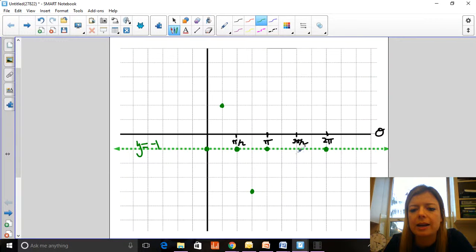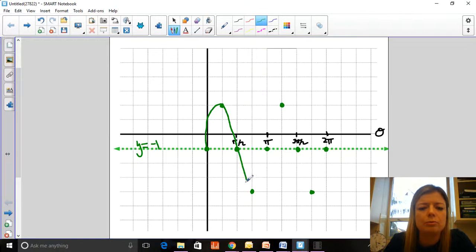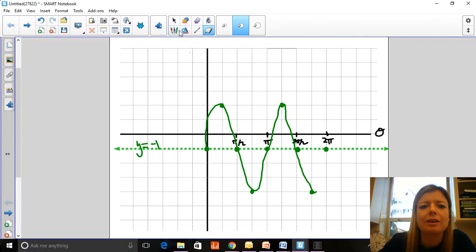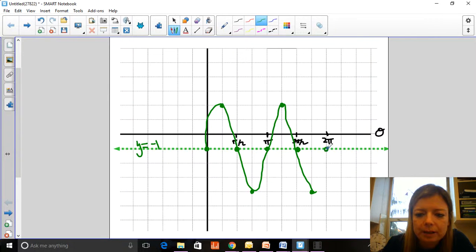Now I can continue that again for another repetition. So I end on the axis, halfway through I'm on the axis. In between these, I go up to my max, and in between these, I go down to my min. I'm bad enough at this on the board, and on here just makes it worse. Okay, so this is the graph of y equals 3 sine 2 theta minus 1.